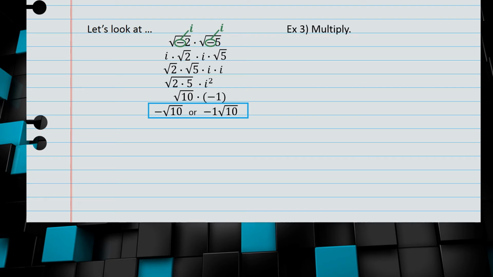Example 3, the directions say to simply multiply. For A, we have the square root of negative 49 times the square root of negative 9. The first thing you may notice is we have a negative under the radical, which means what letter just got introduced? Well, that would be i. The second radical also has a negative under it, which means what letter just got introduced? Another i. So we want to simplify this.